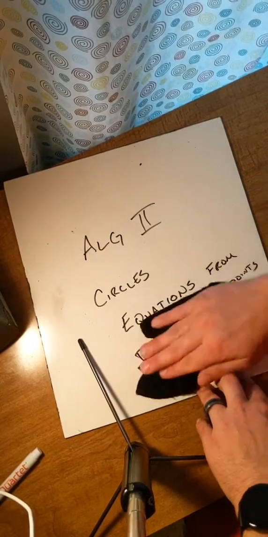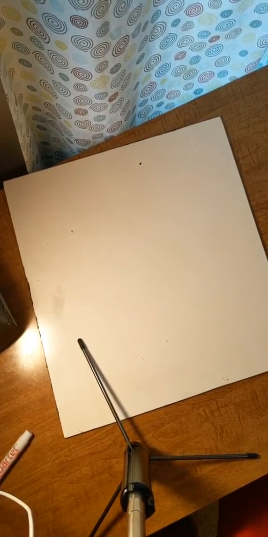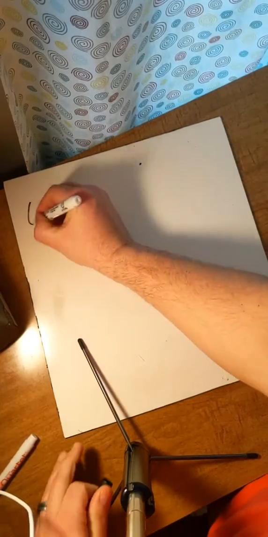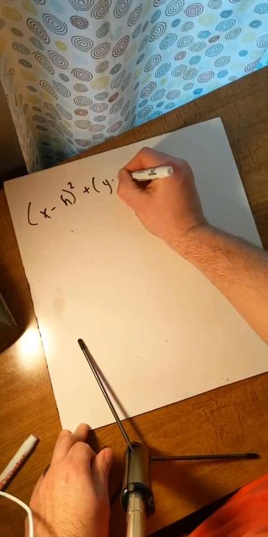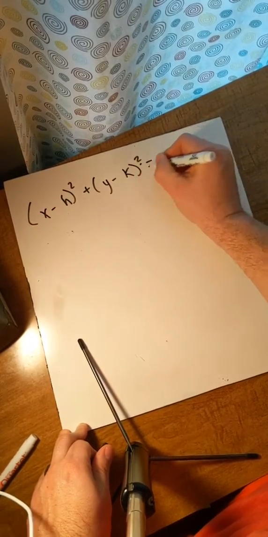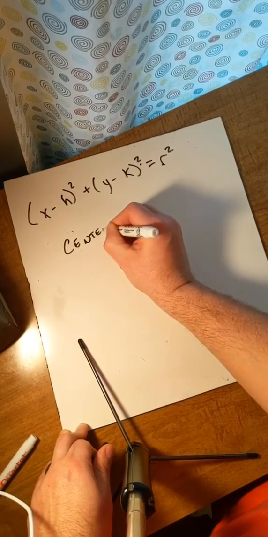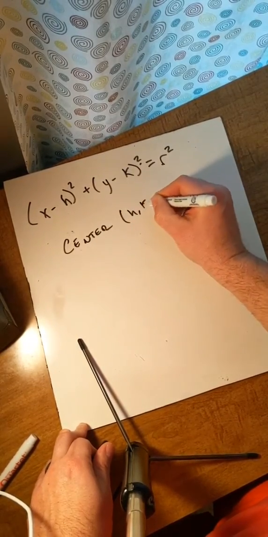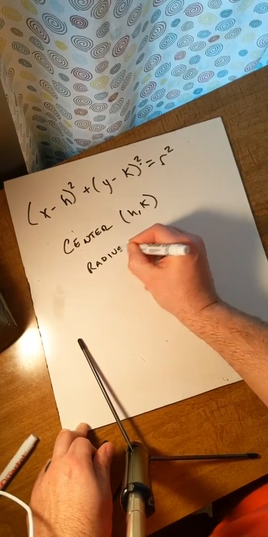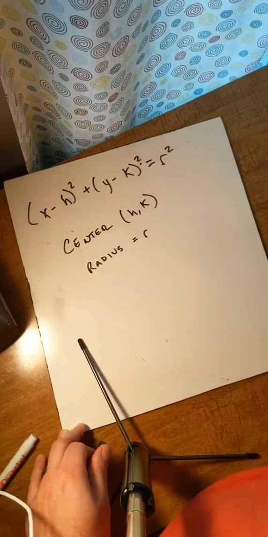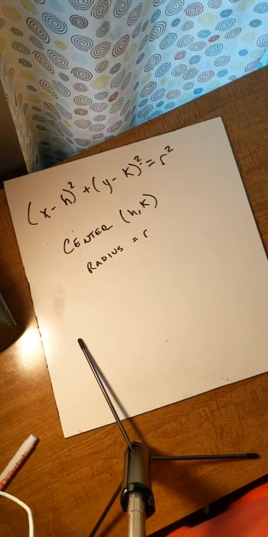Okay, so let's get this started. What we talked about last time was the equation of a circle. The equation of any circle is (x minus h) squared plus (y minus k) squared equals r squared, where the center is at the point (h, k), and the radius of the circle is r, and we have to square it in there. Okay, so if we have the center and the radius, that's great.